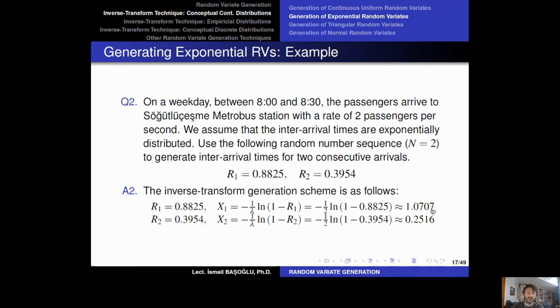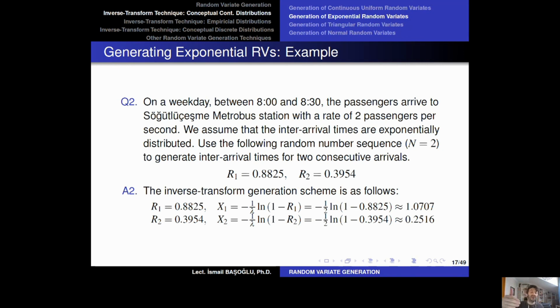And the time until the next arrival will be determined by the second random number, 0.3954. Again, we are going to plug this random number into the inverse CDF of the exponential random variable, and rate parameter being equal to 2 will result in 0.2516, which indicates that after the first arrival, the second arrival will occur, or the second passenger will arrive, just 0.2516 seconds after the first passenger.